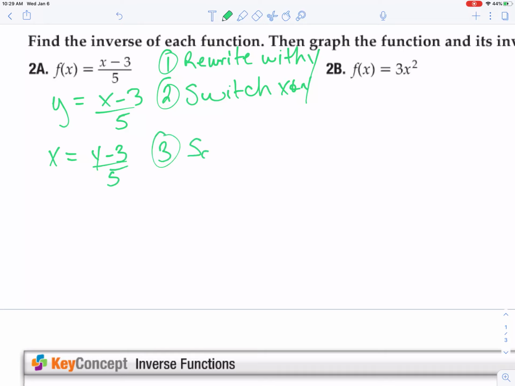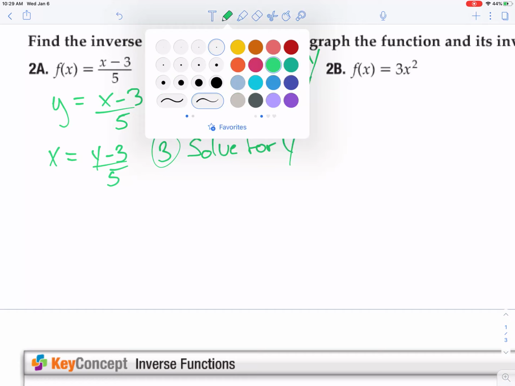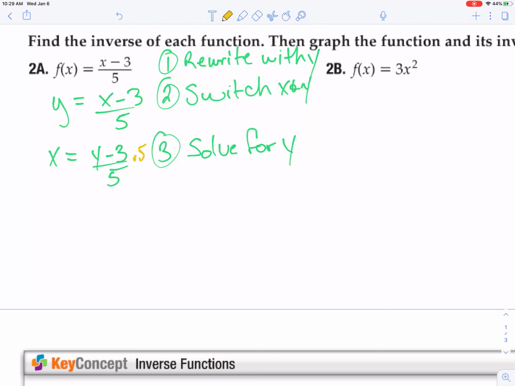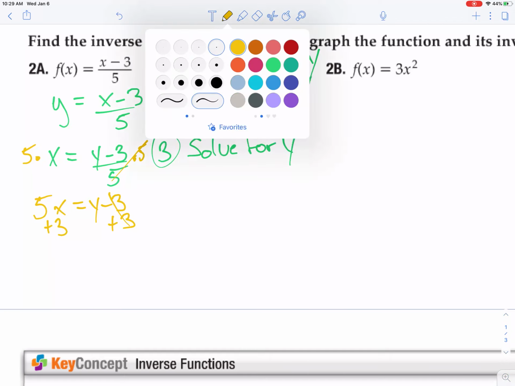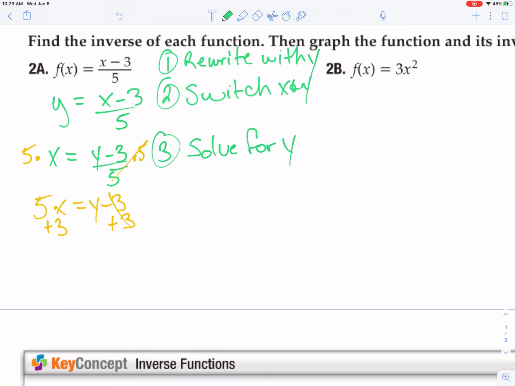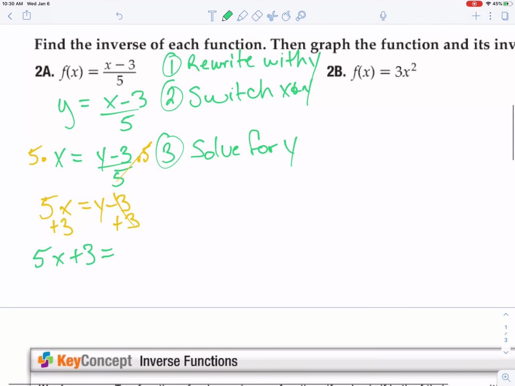From here, I want you to solve for y. So in this specific instance, I think I'll multiply both sides by x. Add 3 to both sides. So this is going to get me in a good spot, with the 5x plus 3 equaling y.